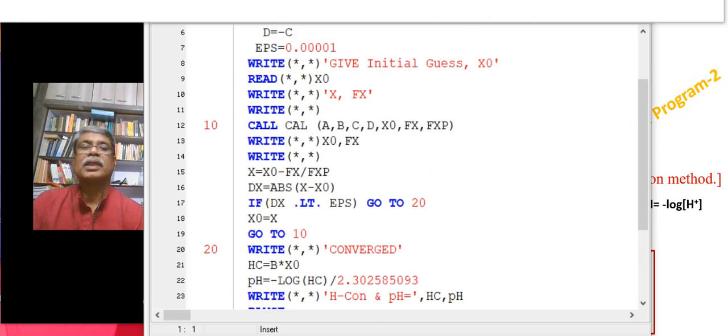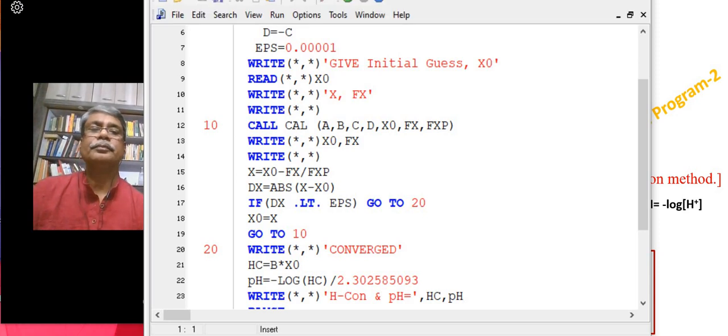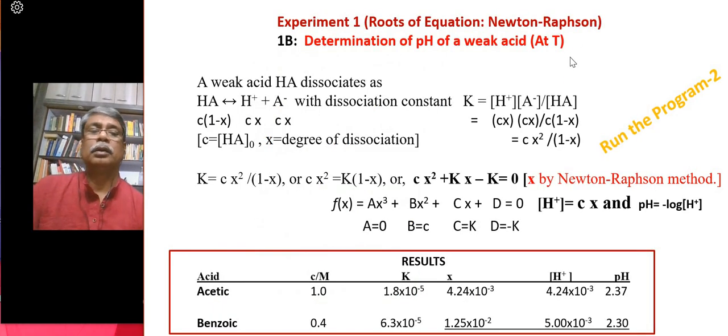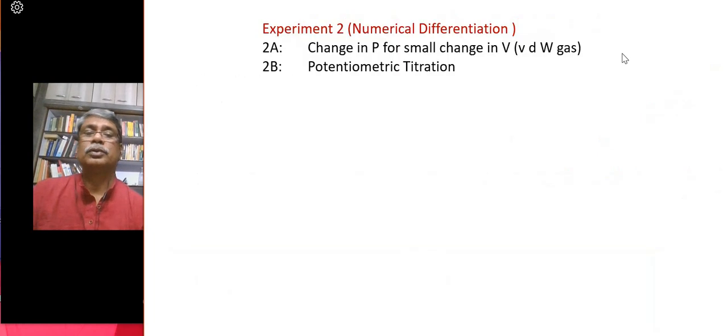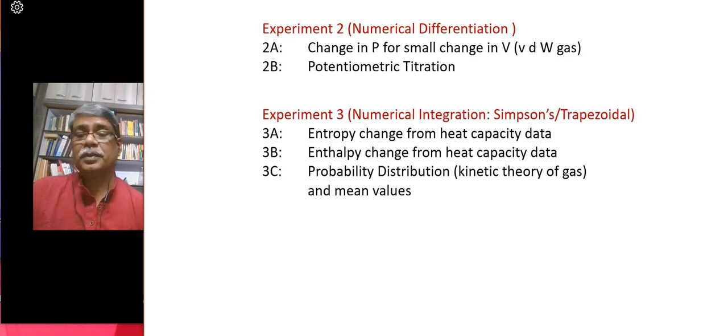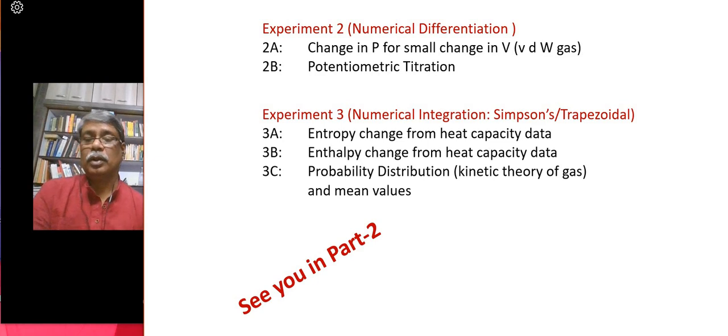So that's all about our second program run, and the results are here. You can run on your own the benzoic acid case. So we have completed experiment 1A and 1B. Now it's the turn of experiment 2, 2A and 2B, and experiment 3, 3A, 3B and 3C, but all those in part 2.